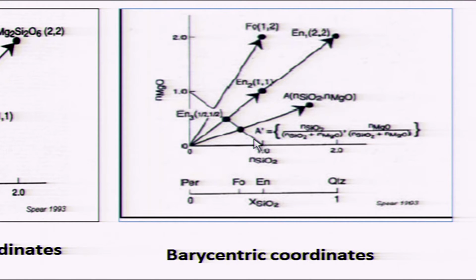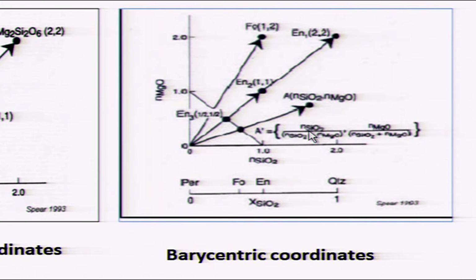To arrive at the coordinates for this line, we have a formula: the coordinate of any phase like enstatite, that is A dash, is equal to the number of moles of SiO2 divided by the sum of the 2 components, comma, the number of moles of MgO divided by the sum of the 2 components. In this case it is 1 by 1 plus 1, so it will be 0.5, 1 by 1 plus 1, 0.5. Therefore, this enstatite will plot here.